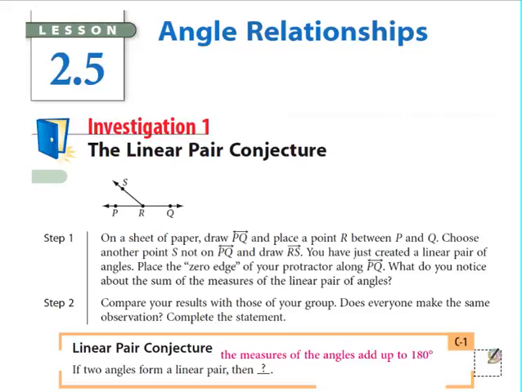But you're going to need quite a few pages. So don't just put it at the end and think it's only going to take up a page or two. But this is called the linear pair conjecture, the overlapping segments conjecture. The linear pair conjecture states that if two angles form a linear pair, the measures of the angles add up to 180 degrees. And that should make sense because they lie on a line. You know that a line equals 180 degrees.